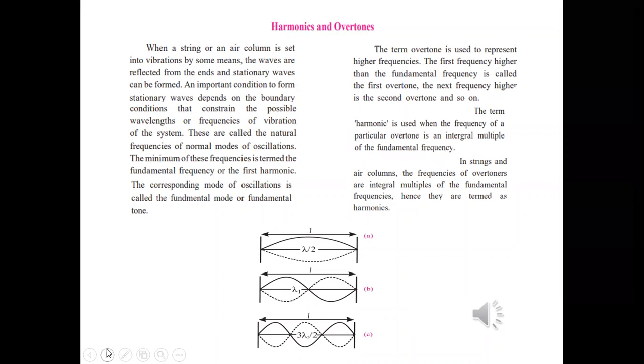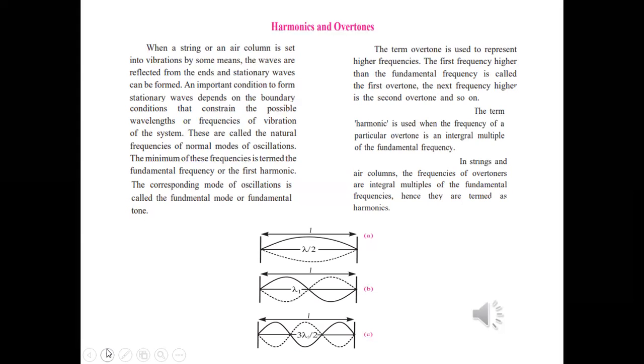The minimum of these frequencies is termed the fundamental frequency or the first harmonic. The corresponding mode of oscillations is called the fundamental mode or fundamental tone. The term overtone is used to represent higher frequencies. The first frequency higher than the fundamental frequency is called the first overtone. The next higher frequency is the second overtone, and so on.